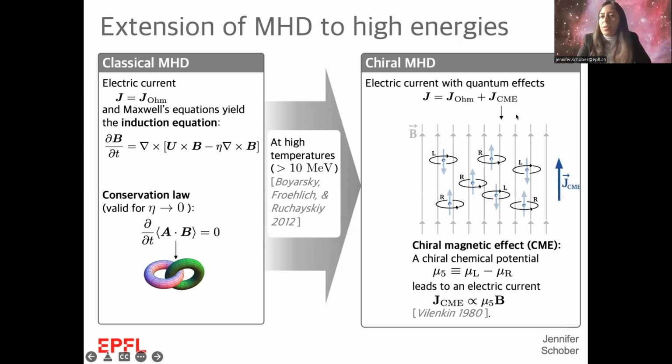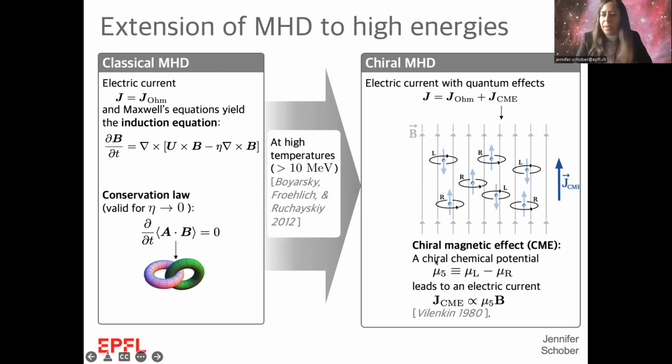And one of these quantum effects is the so-called chiral magnetic effect. Very briefly, this is related to fermions in the early universe, which can be either left-handed or right-handed. And if you put these fermions in a magnetic field, then the spins of fermions will align. So the right-handed ones will move upwards, while the left-handed ones move downwards. And if you have more right-handed than left-handed fermions, there will be a net current along the magnetic field.